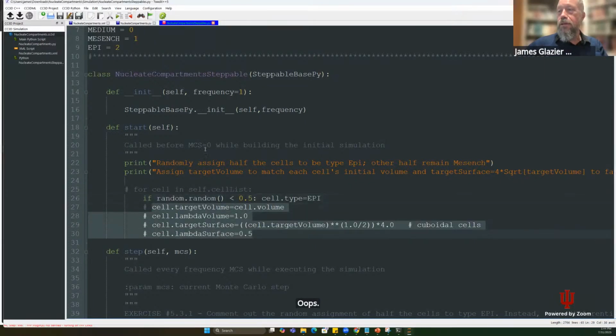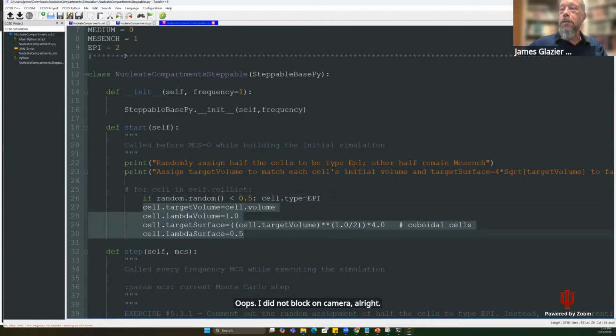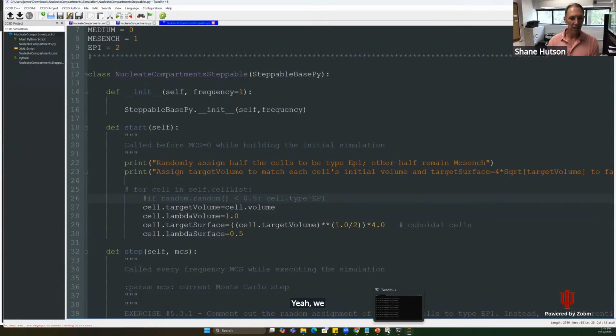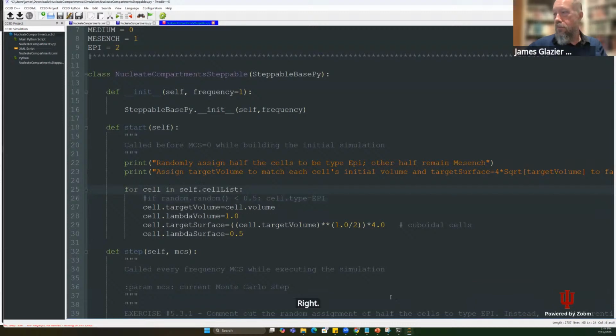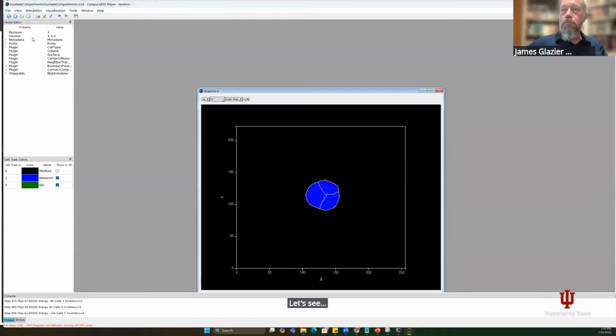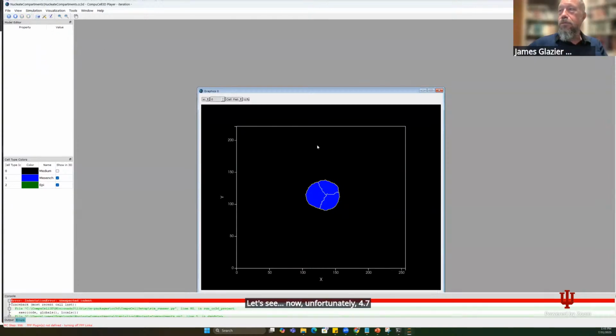I did not block on comment. All right. Yeah, we still need the for cell in self.cell list. Yeah. Now it'll set a target volume for everything. Let's see. Now, unfortunately, 4.7 seems to have a bug where when you restart, unexpected index.